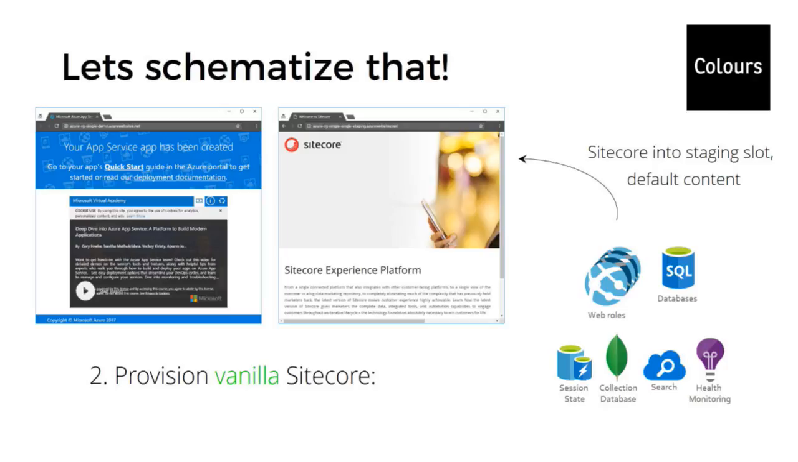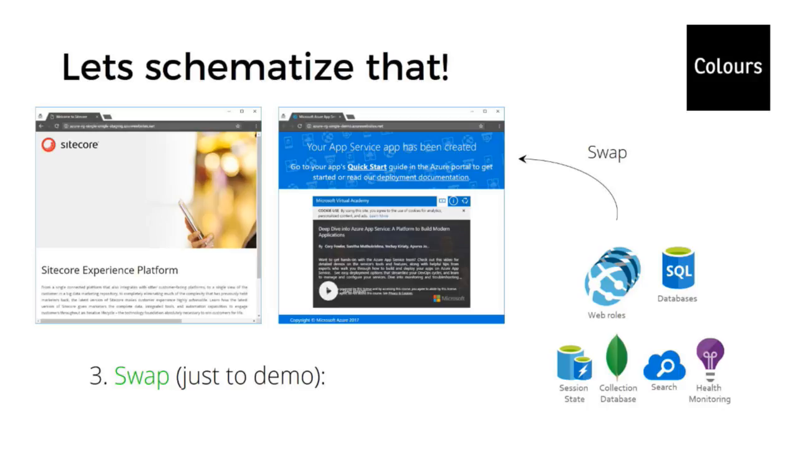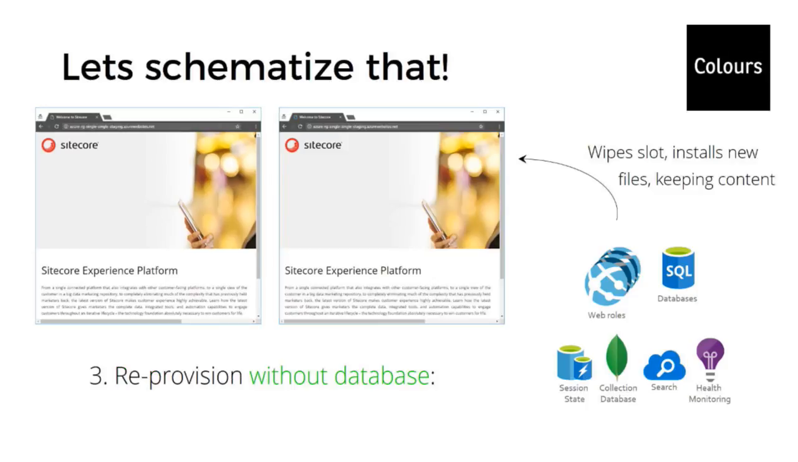Second step, the vanilla Sitecore install would install Sitecore in my staging slot, leave this slot like it is, and populate the databases with default Sitecore content. Then, this is not actually needed normally, but for the demo it's easier. We swap, and you see that this slot will be empty, and then we re-provision, as I call it. And what that does is the slot that was installed with the default Azure web app now gets wiped, so it's clean again, and then Sitecore will be installed, but it doesn't install the database. So it keeps the same content.